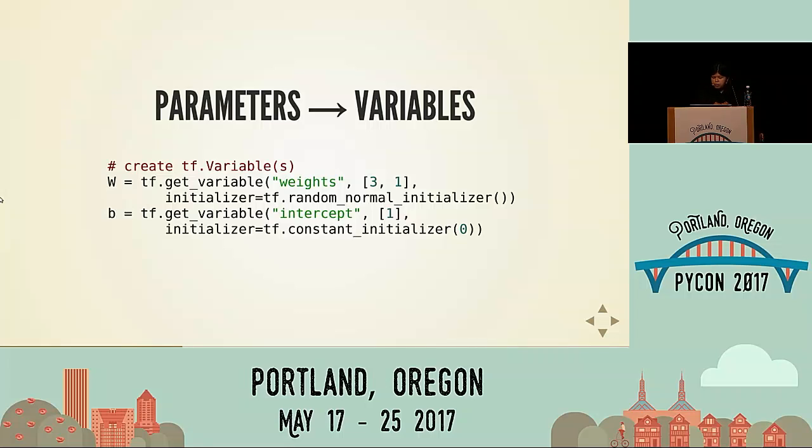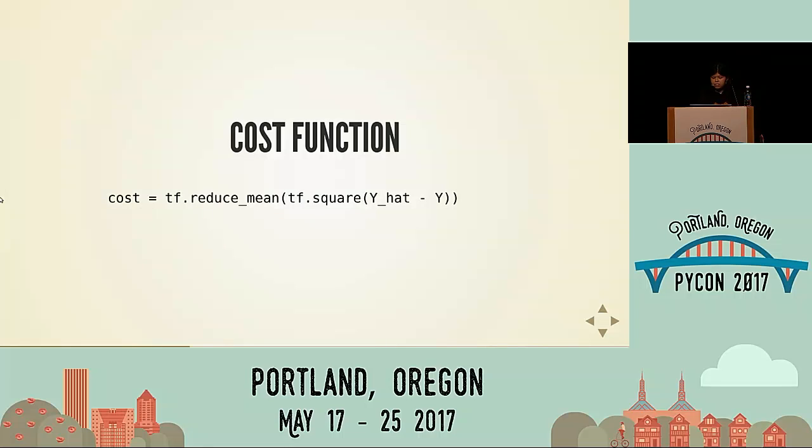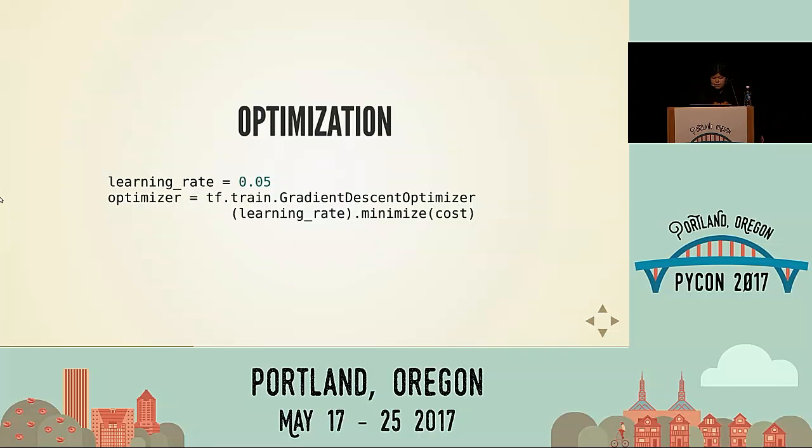Our parameters will be represented by TensorFlow variables. So we're mapping 3 neurons to 1. So the shape of our weights will be 3 rows by 1 column. And we can specify here how we want to initialize our weights, which will sample from a random normal distribution. And the intercept we're going to set to 0. Our operation will be matrix multiplication followed by addition. And our cost function just looks like this. Reduce mean just means mean. Now, the optimization step. We'll specify that we're using gradient descent with a certain learning rate, and that the quantity we want to minimize is the cost that we just defined in the previous slide.